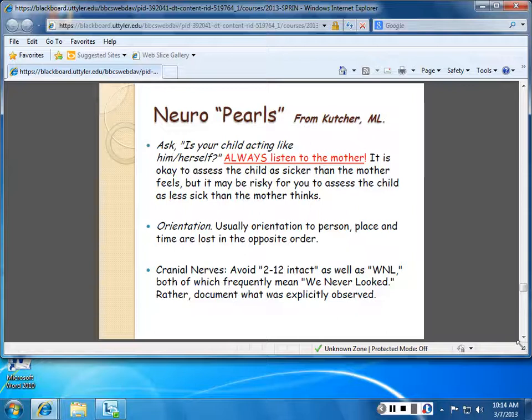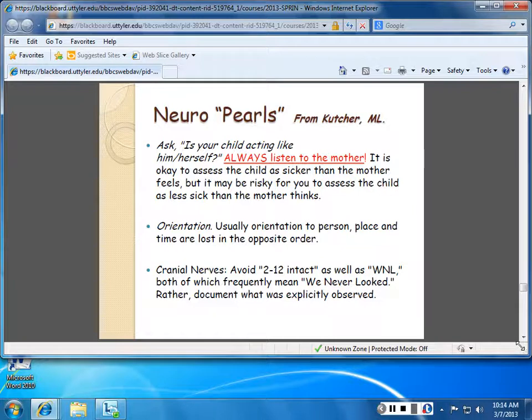Okay? If you are working in a hospital setting and the nurse at the bedside tells you something is going on with this patient, they don't know what, listen to the nurse. They're at the bedside. You're not. You're just going in and making your rounds. Okay?